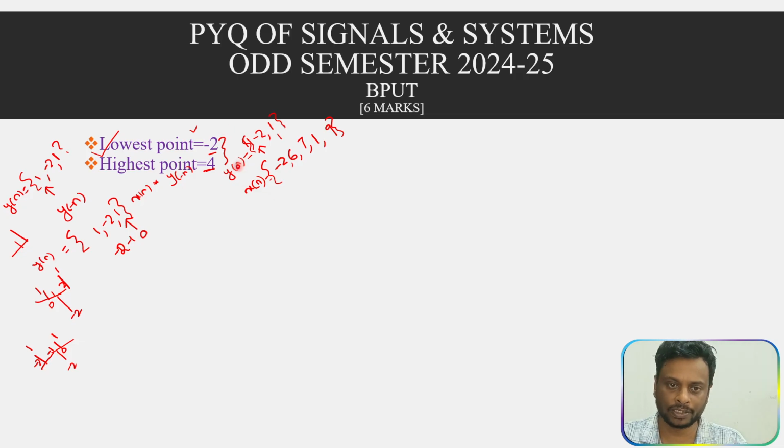As for how many output samples, you can count minus 2, minus 1, 0, 1, 2, 3, 4, 5. So the output length will be 8. Okay, let us see that.